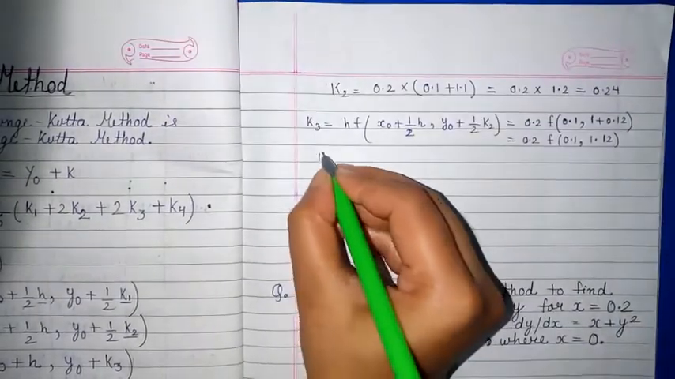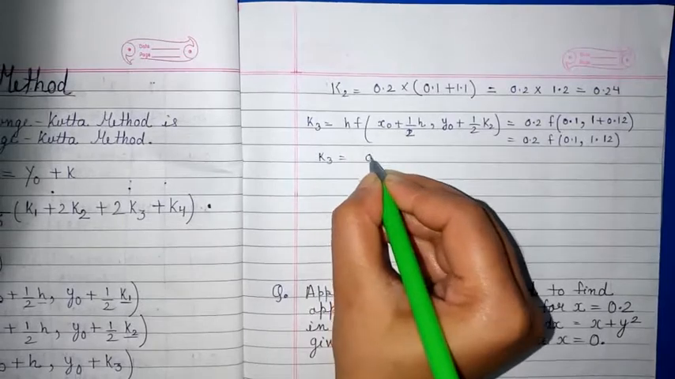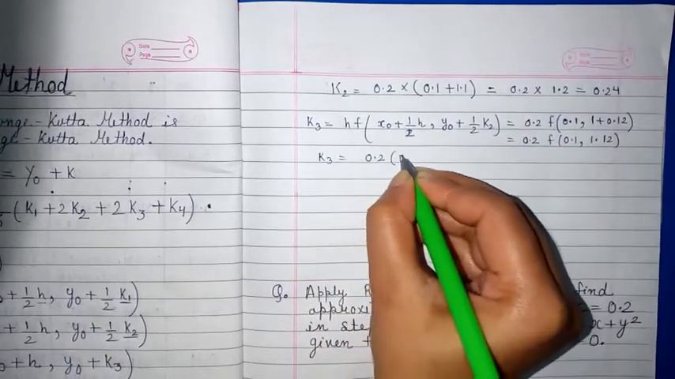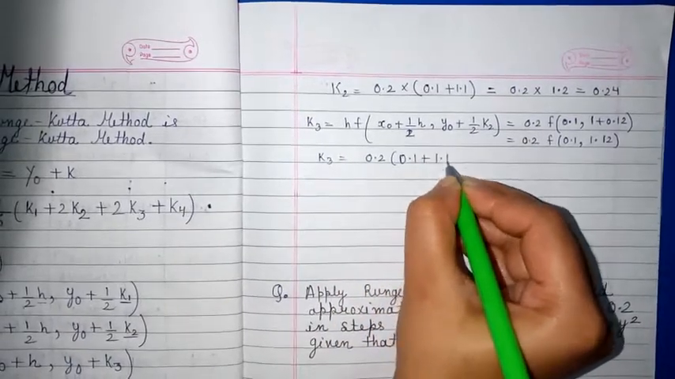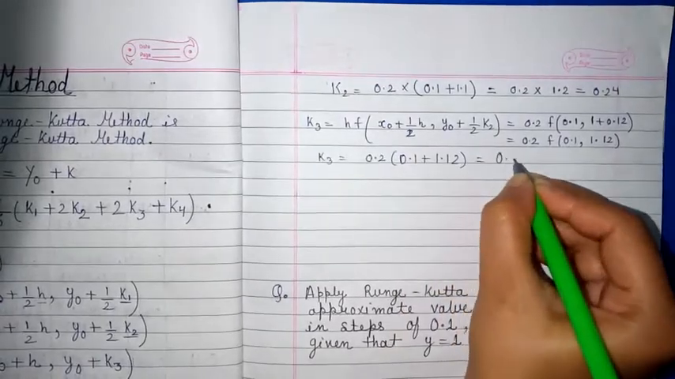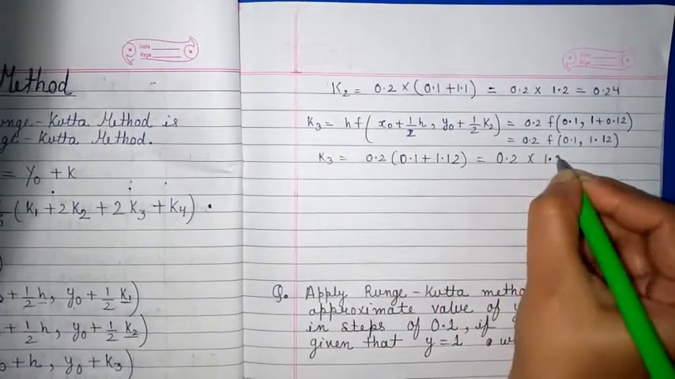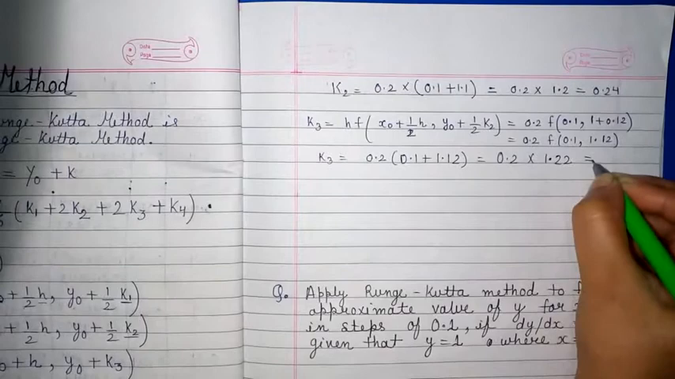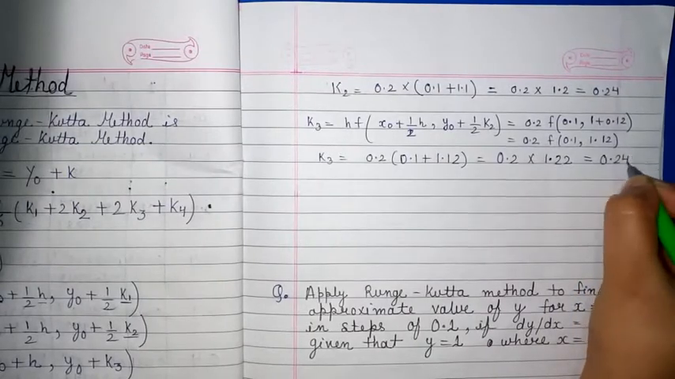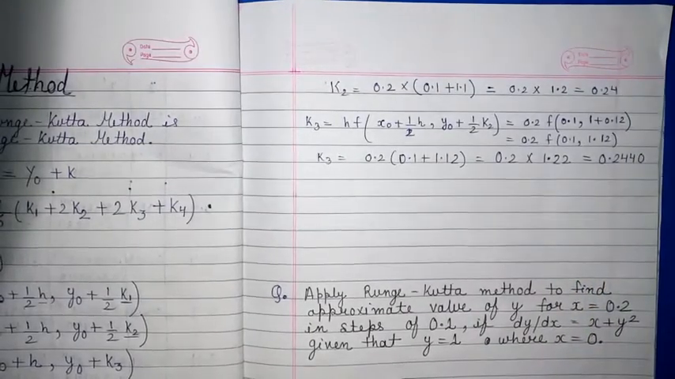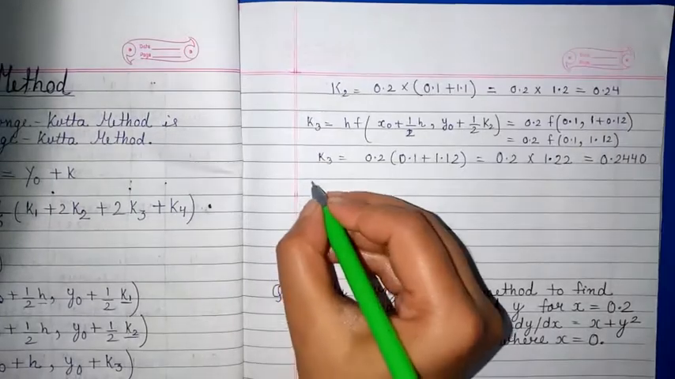Now if you substitute the value, you will get 0.2 (0.1 + 1.12), so it will be 0.2 into 1.22, and if you multiply this, you will get 0.2440. Now next is k4.